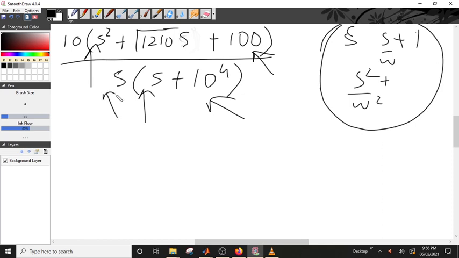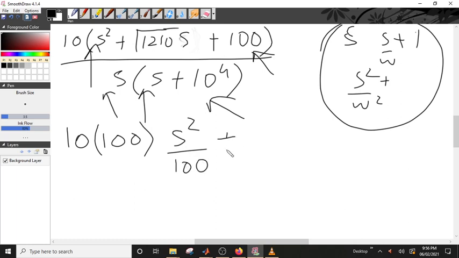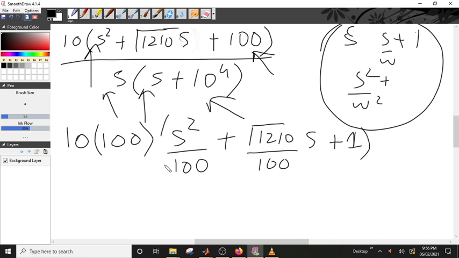Okay, so let's take this 100 out. So if I take this 100 out, then we will have 10 as it was before in the numerator, and we will have 100 here. Also we will have s squared divided by 100 plus under the root 12 10 divided by 100 s plus 1. So we have made 1 here, so now it's in the form of our break frequency.